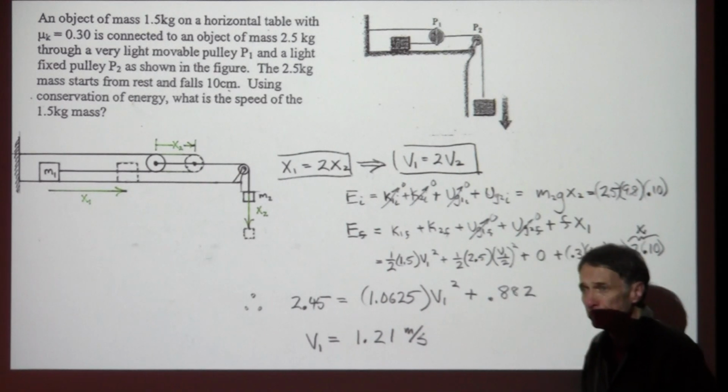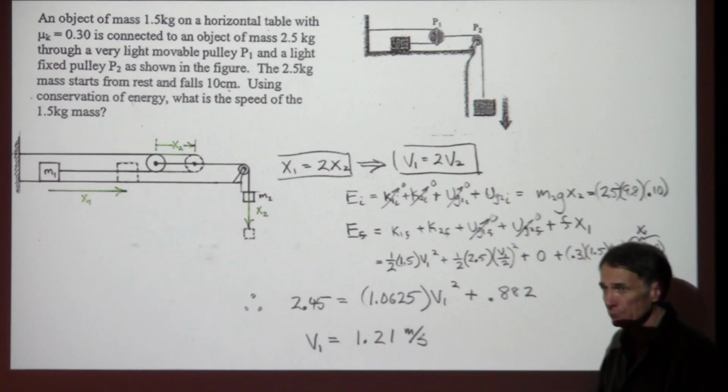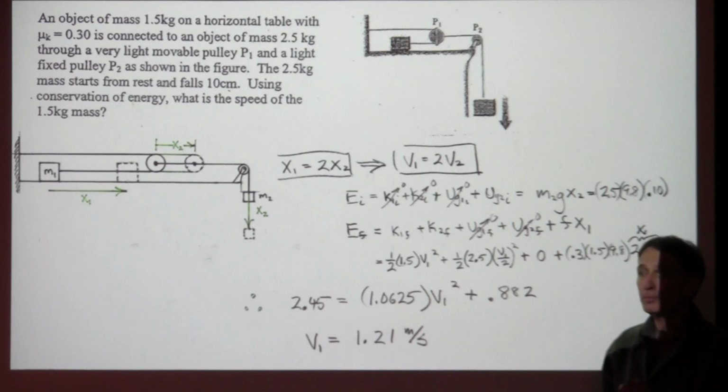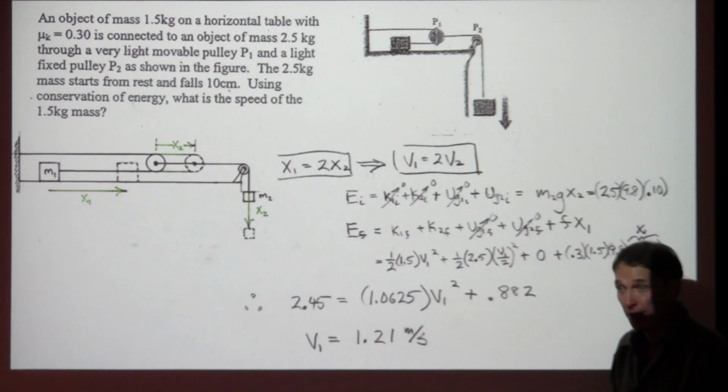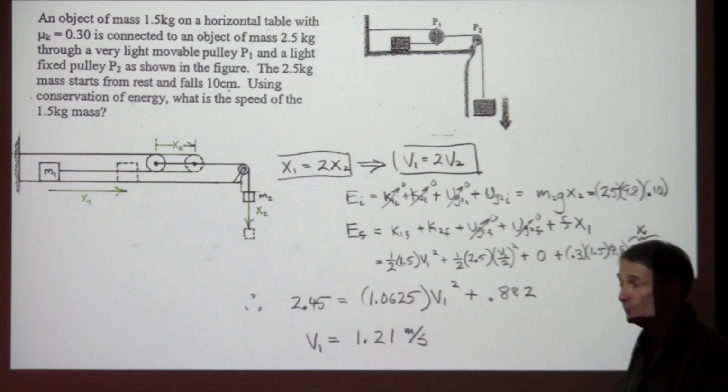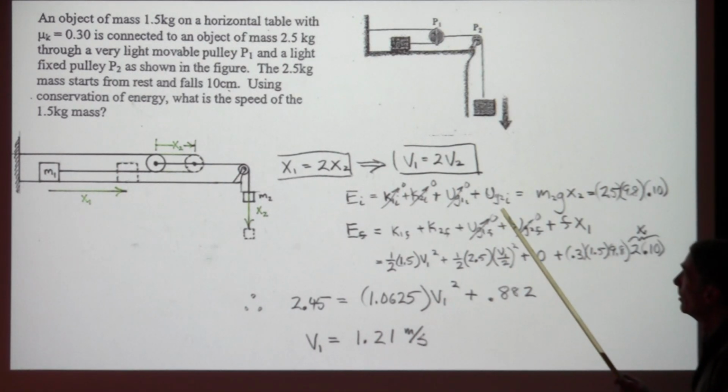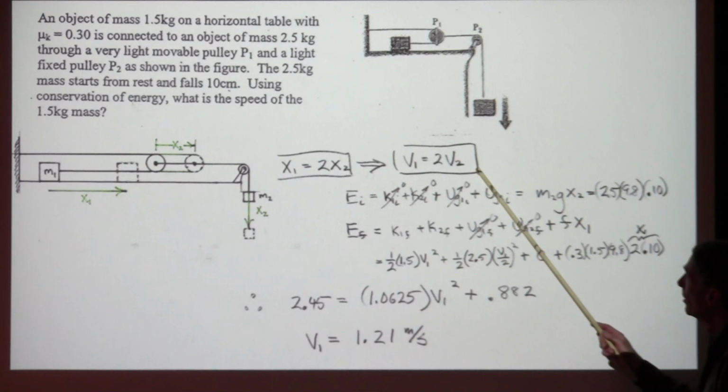If the problem is asking for acceleration, the acceleration of M1 would also be double that of M2. Correct. And could you get acceleration from taking the derivative of that V squared, the very bottom line?